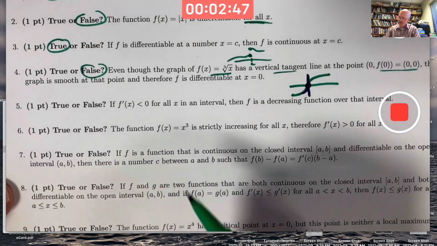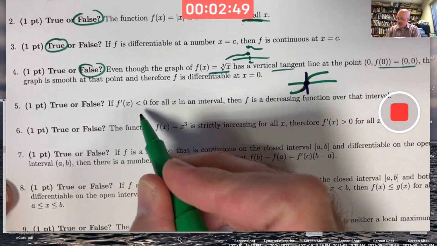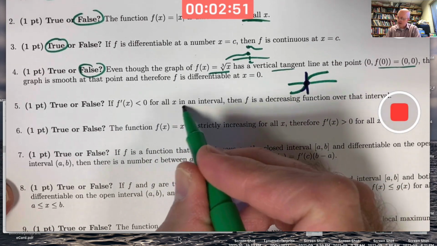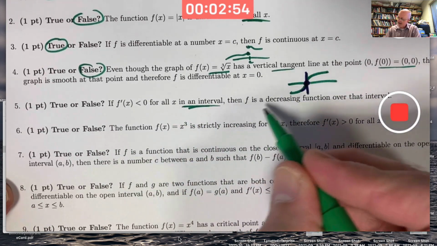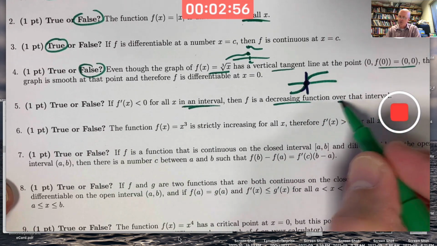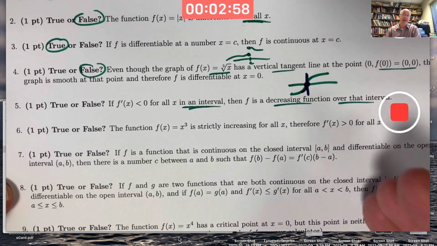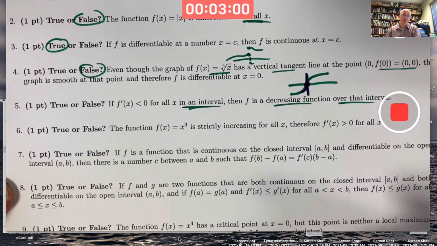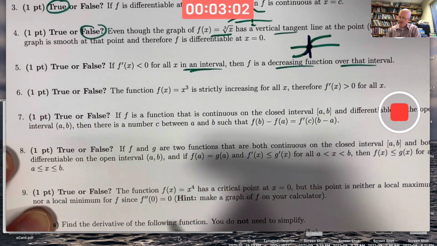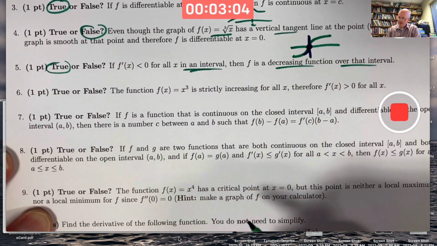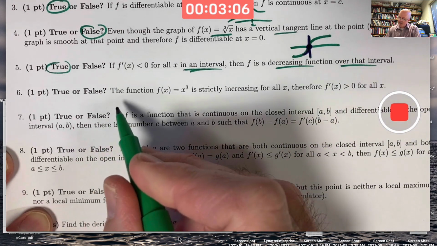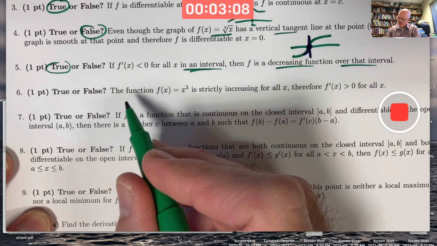Number 5, if f prime of x is less than 0 for all x in some interval, then f is a decreasing function over that interval. That's a theorem. That is true. It can be proved with the mean value theorem. True for number 5. Number 6, true or false? So far we're alternating true, false, true, false, true.